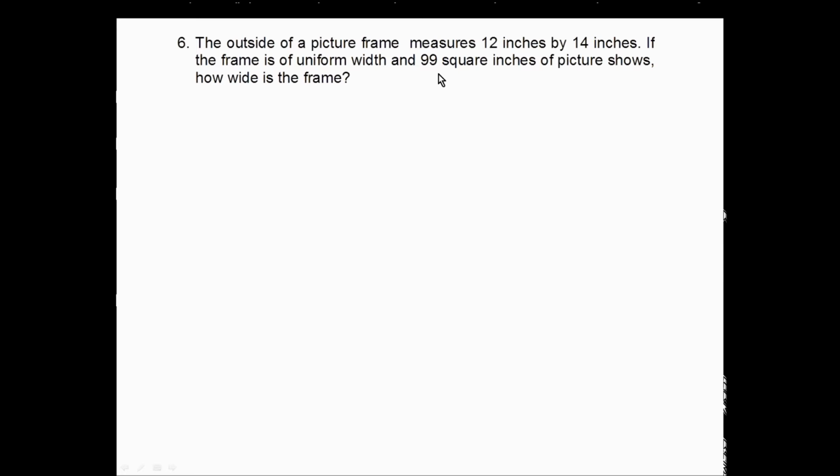99 cannot be evenly divided by 4, so there's not going to be any point in factoring out 2's if I can do it. So the outside is 12 by 14, and you've got 99 square inches of picture showing. You're looking for the width of the frame.